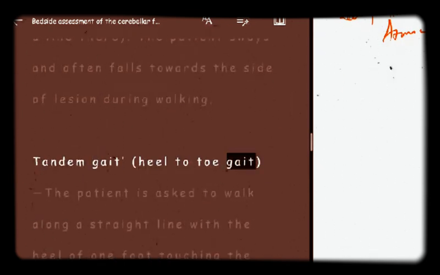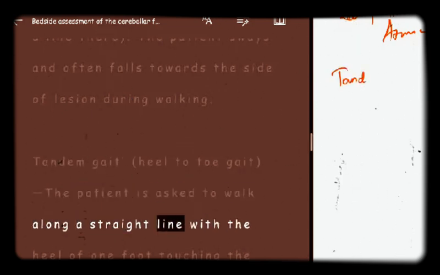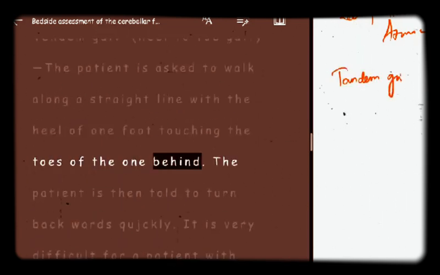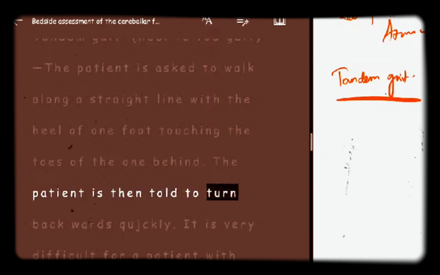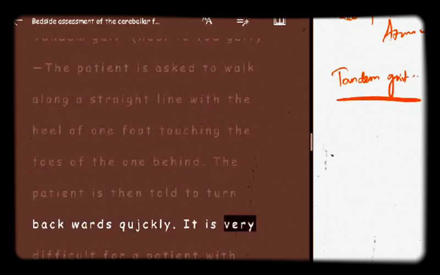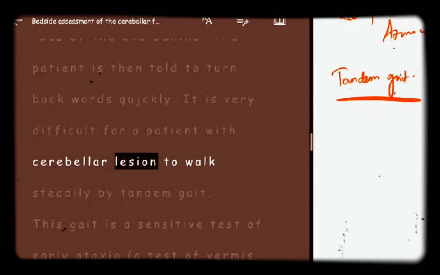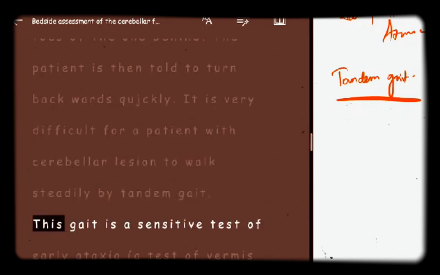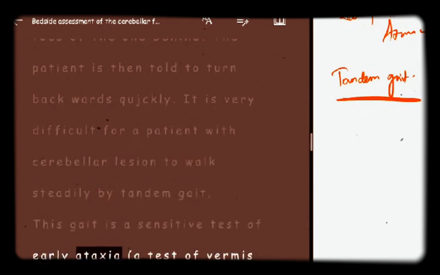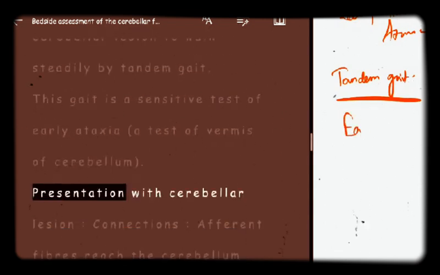Tandem gait, heel-to-toe gait. The patient is asked to walk along a straight line with the heel of one foot touching the toes of the one behind. The patient is then told to turn backwards cautiously. It is very difficult for a patient with cerebellar lesion to walk steadily by tandem gait. This gait is a sensitive test of early ataxia, a test of vermis of cerebellum.